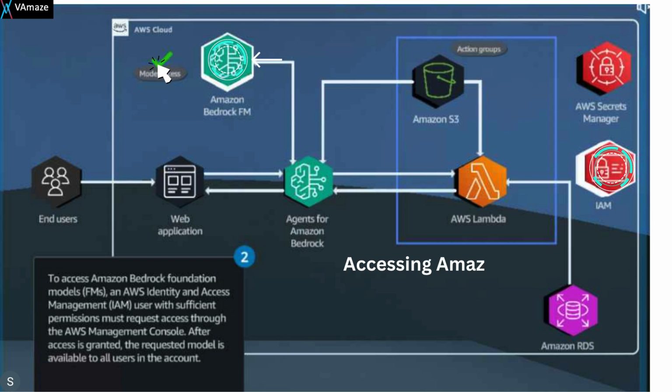So this slide focuses on how to access the Amazon Bedrock foundation model. For accessing an Amazon Bedrock foundation model, an AWS IAM user with appropriate permission must request access through the AWS Management Console, or through API, or through CLI. And then once approved, the requested model becomes available to all the users within the account, enabling seamless integration with other applications.